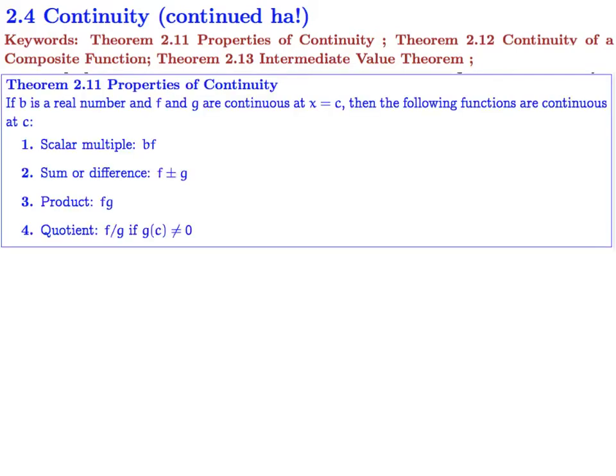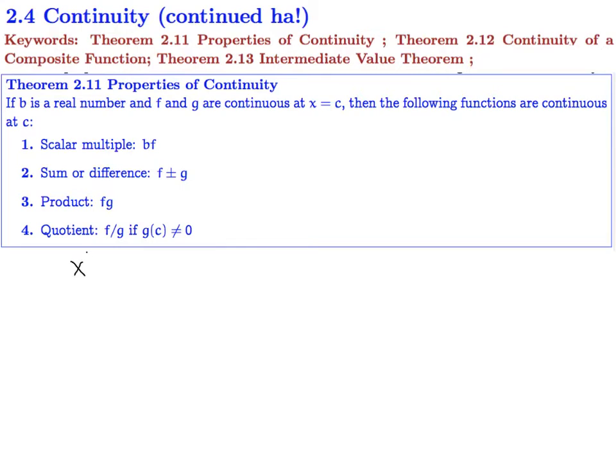Our first theorem, 2.11, is going to tell us how we can take functions we know are continuous and build more continuous functions. It says that if b is a real number and f and g are continuous at x equals c, then the following functions will also continue to be continuous at c. The first property says if you've got a continuous function f, you can multiply it by any number you want, and it's still going to be continuous.